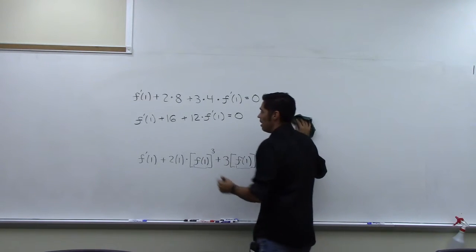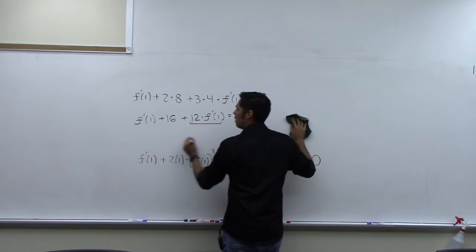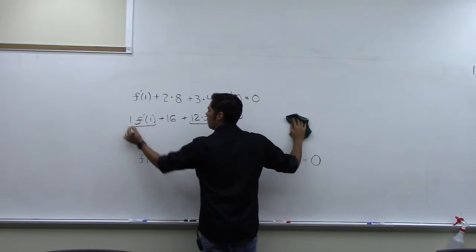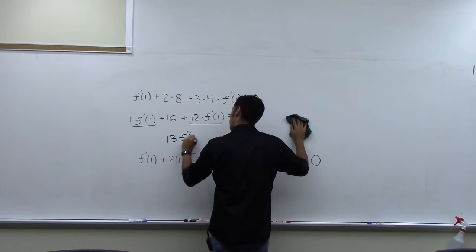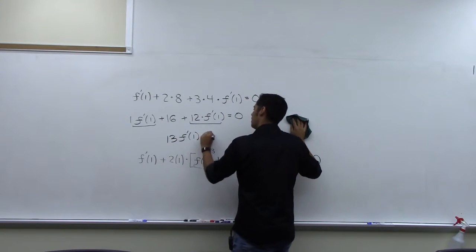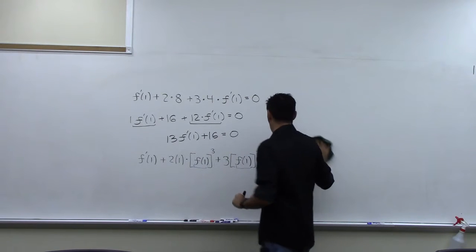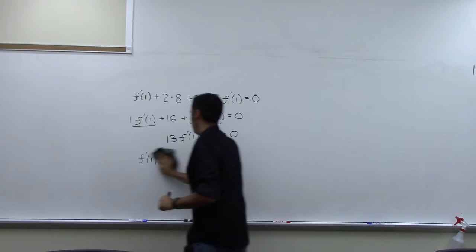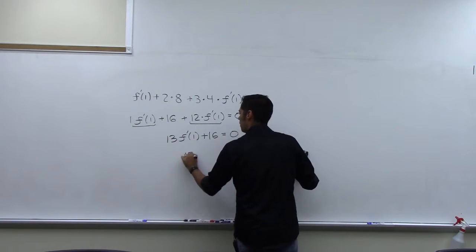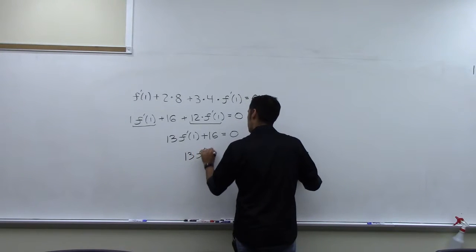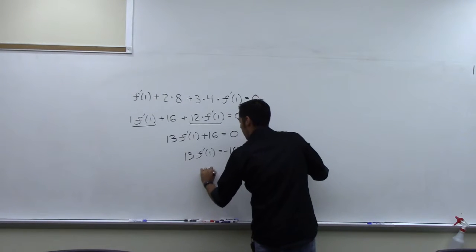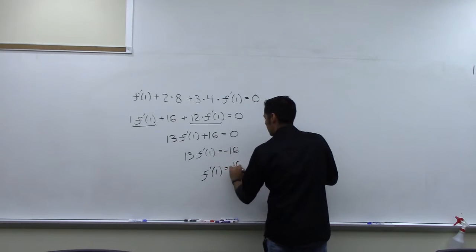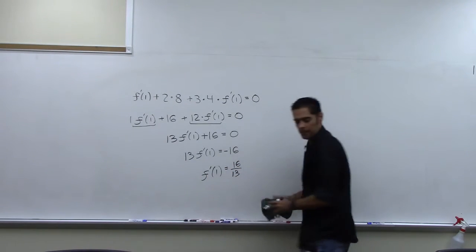And we're almost there. Look at, I have 12 f primes of 1, and I have one of them. And if I add those two together, that gives me 13 f prime of 1s plus 16 must equal 0. And if I move that 16 to the other side, 13 f prime of 1 equals negative 16, and then divide both sides by 13. F prime of 1 equals 16 over 13.